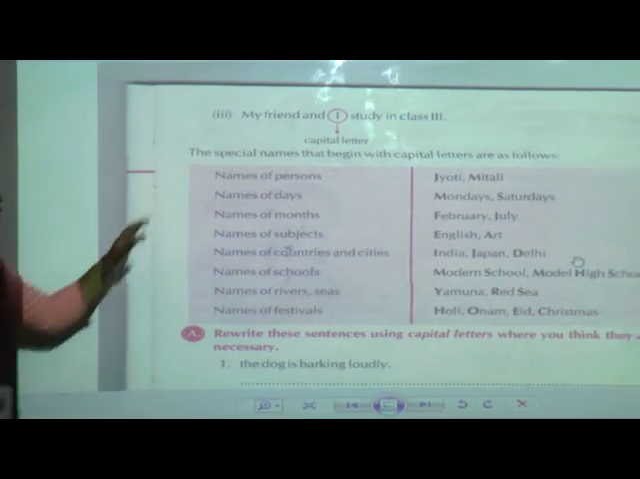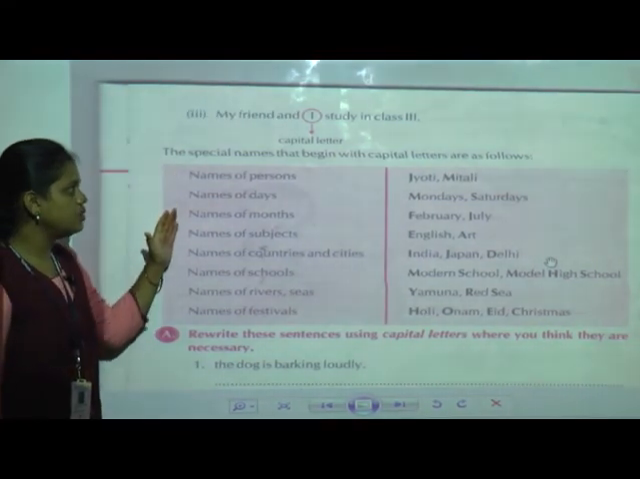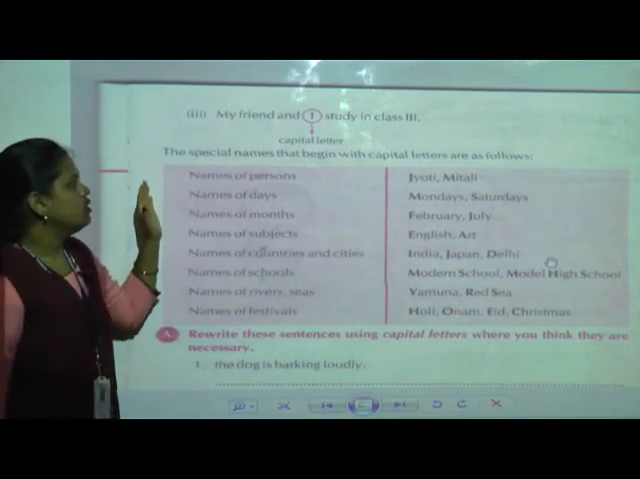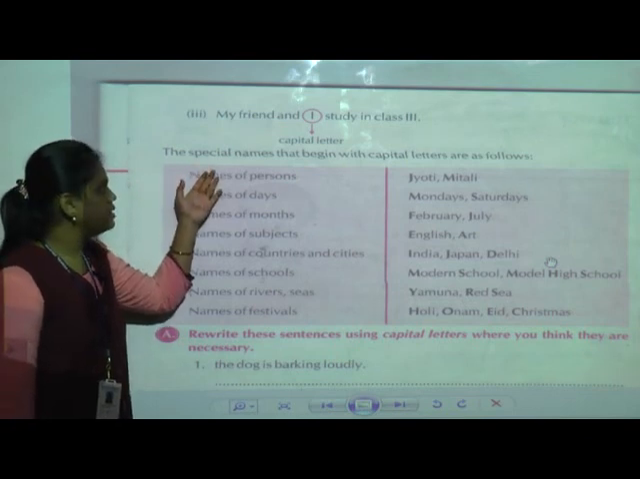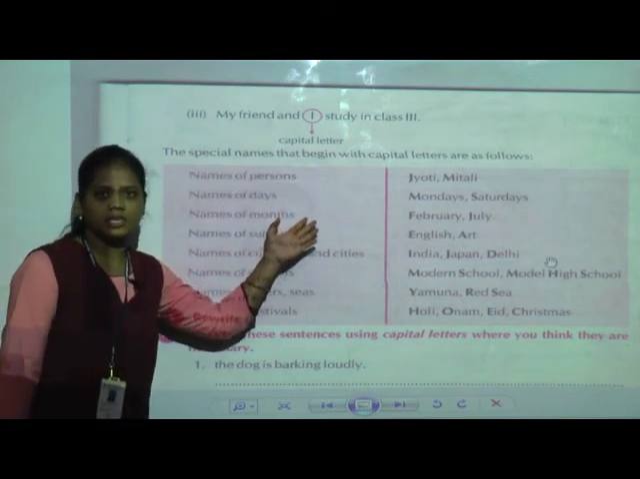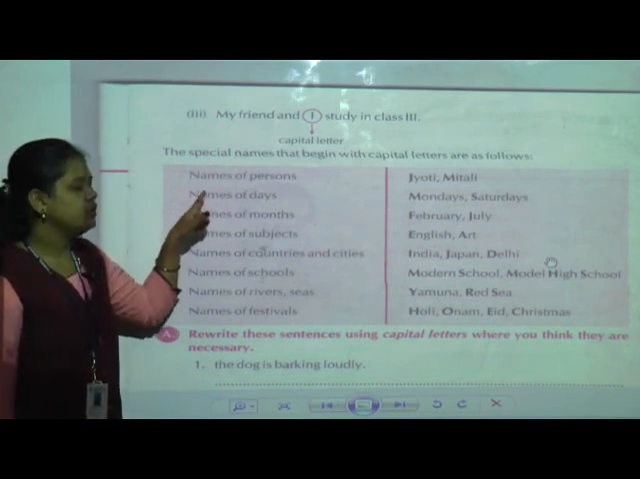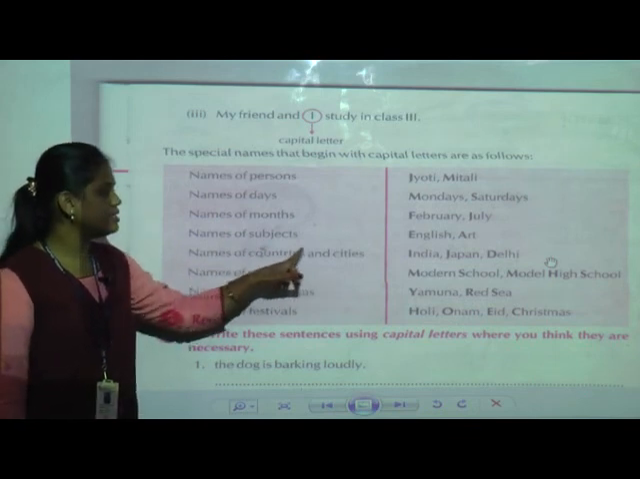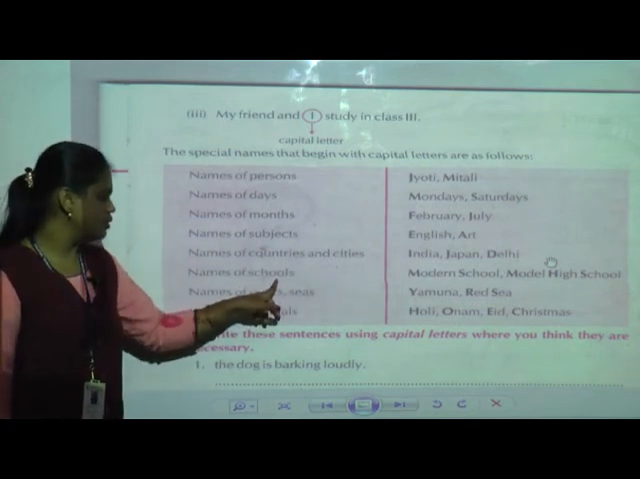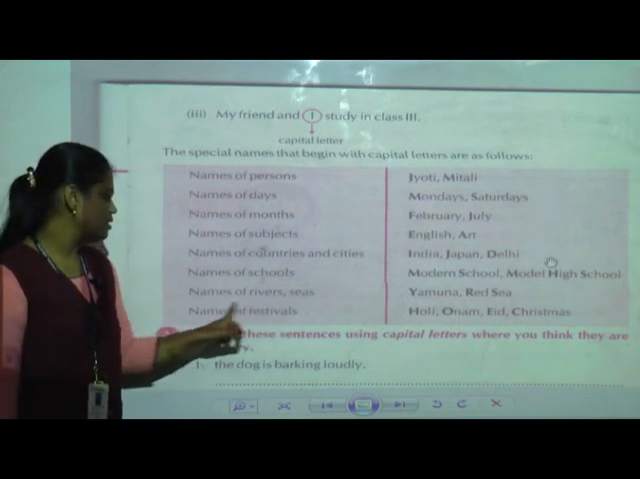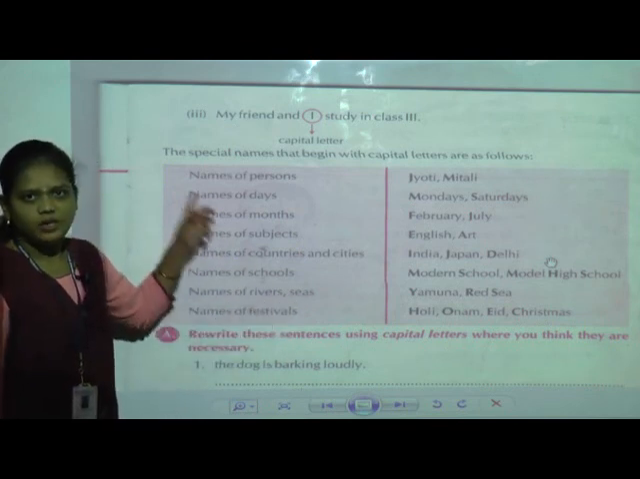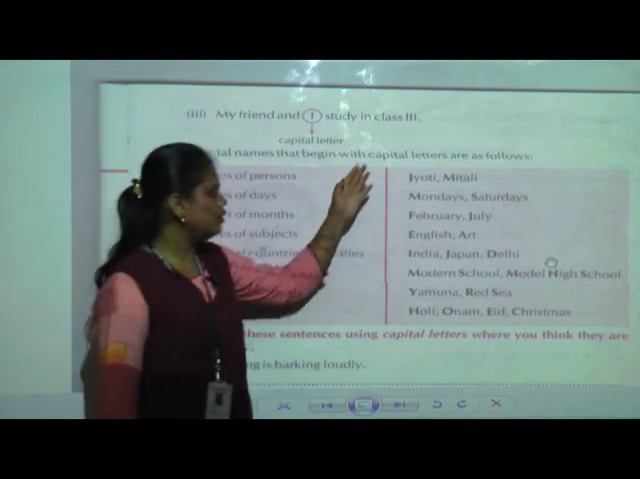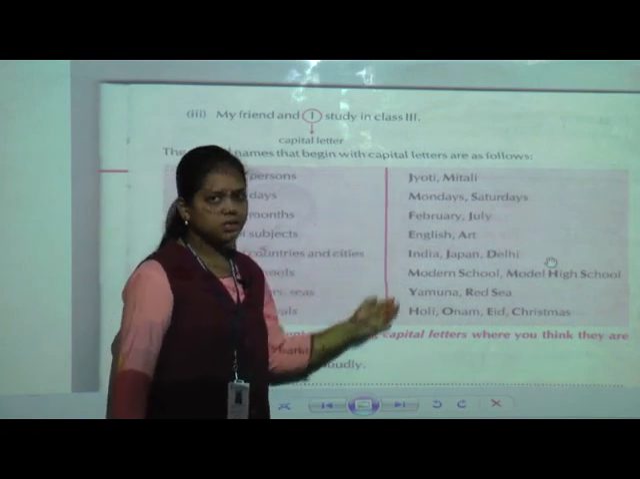Now we have seen there are some special names that begin with capital letters. Whenever we write the name of a person, we should use a capital letter for the first letter. Also names of days, months, subjects, countries and cities, schools, rivers, seas, and festivals. Whenever we write these special names, the first letter should be a capital.